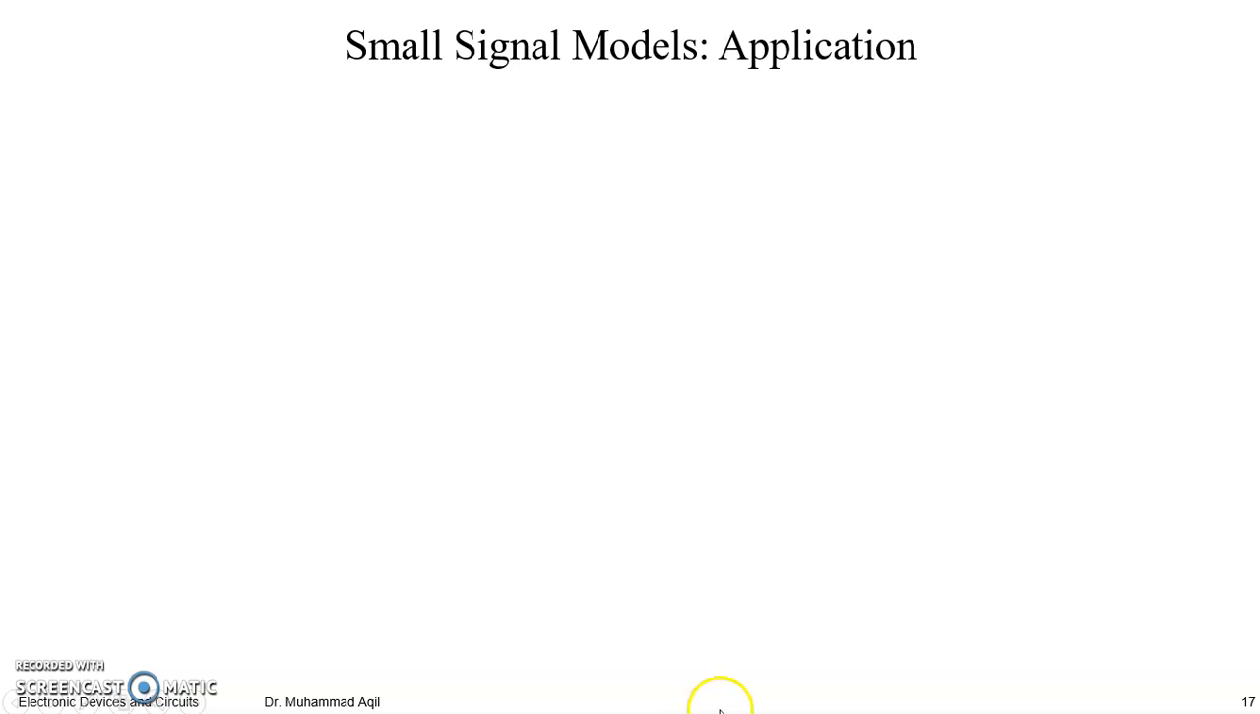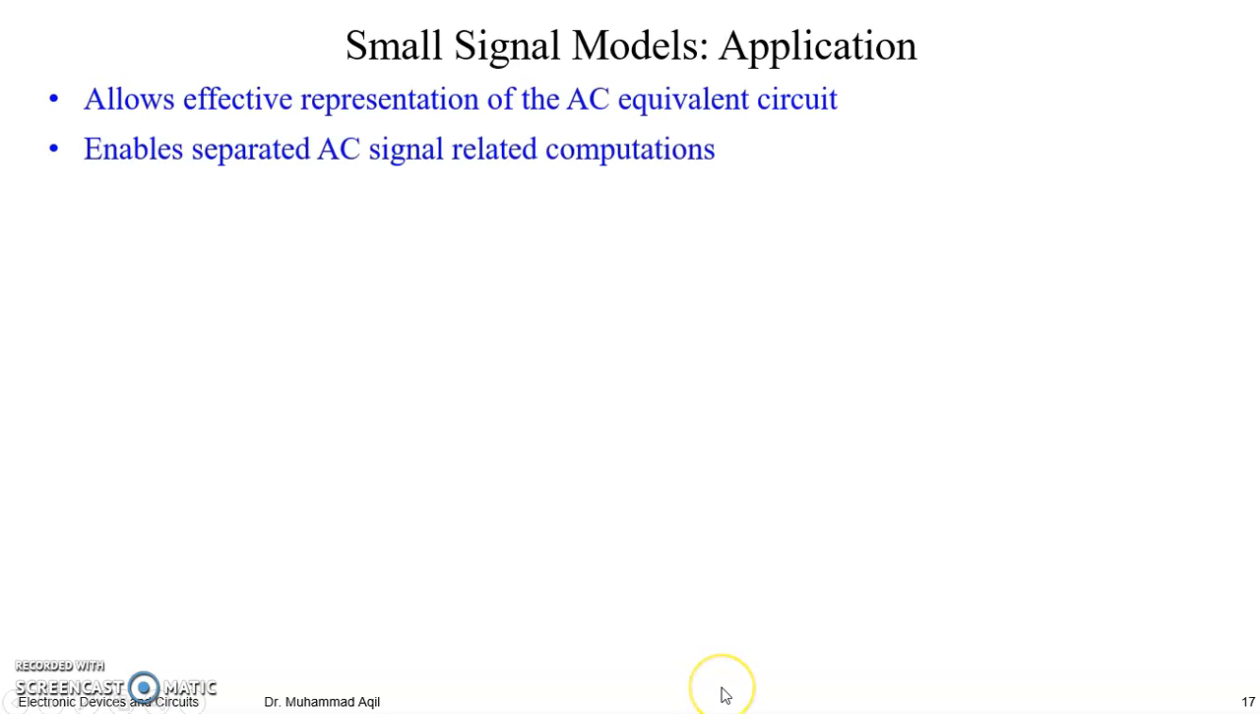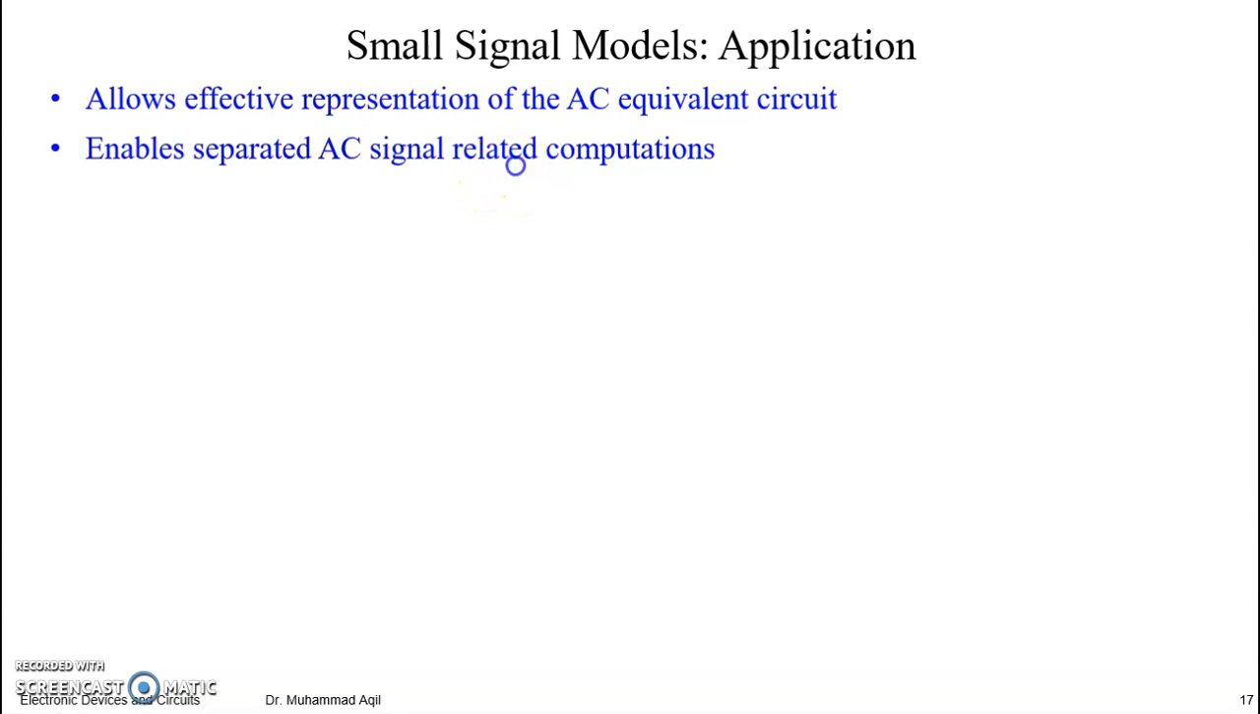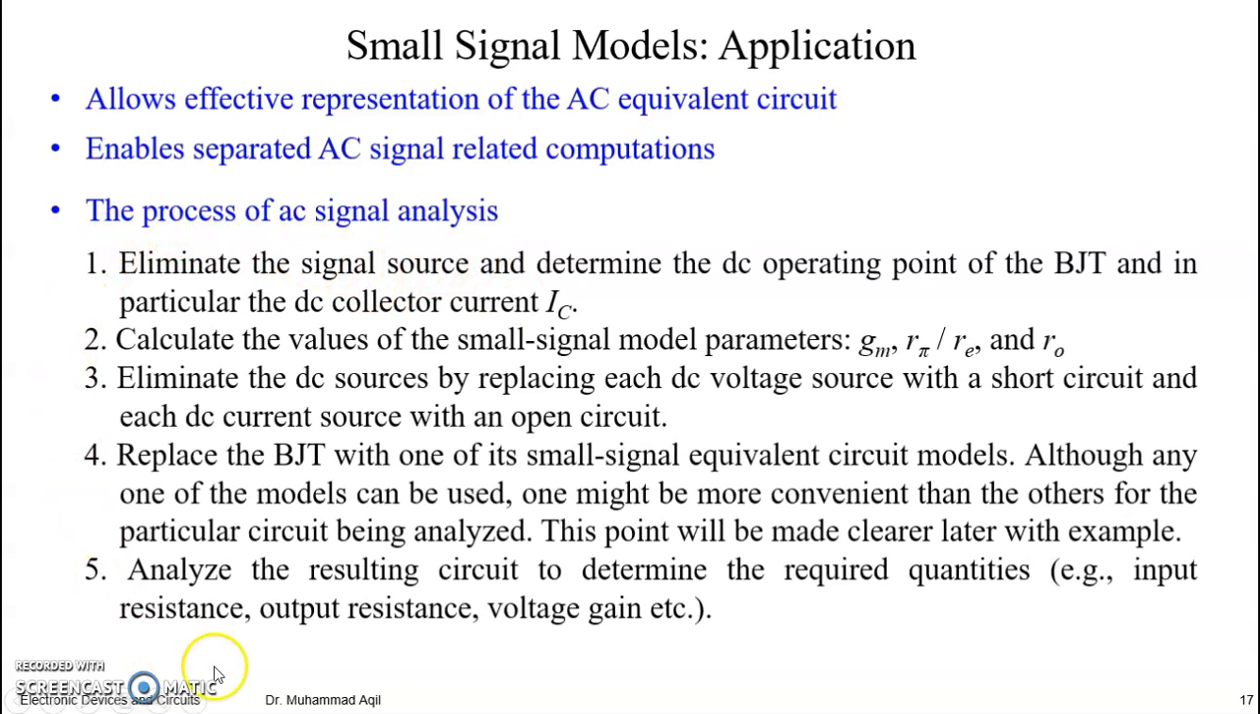So now, how do we apply these models for solving circuits? The small signal model allows you to effectively represent the AC equivalent circuit, and then to relate different parameters of the circuit for AC signals. The process of AC signal analysis wants you to go through all these steps. Don't panic. We have already done most of the steps.